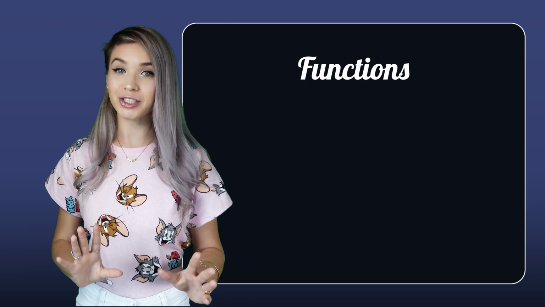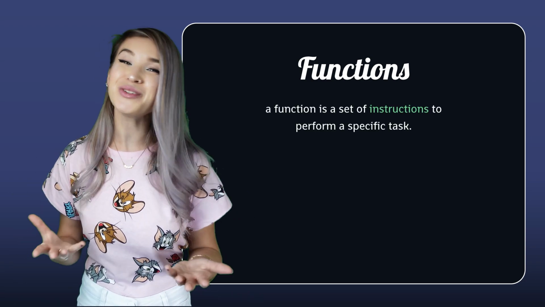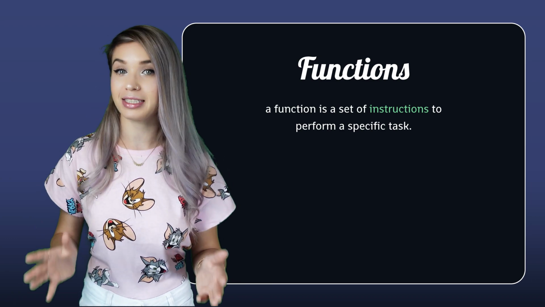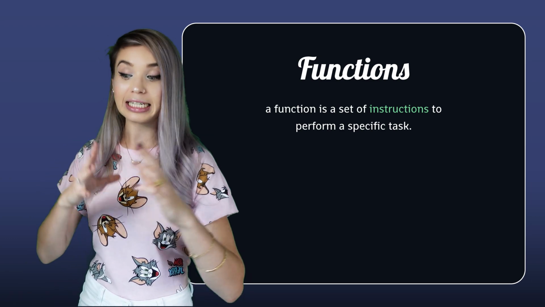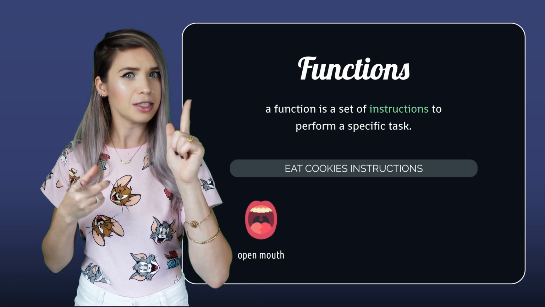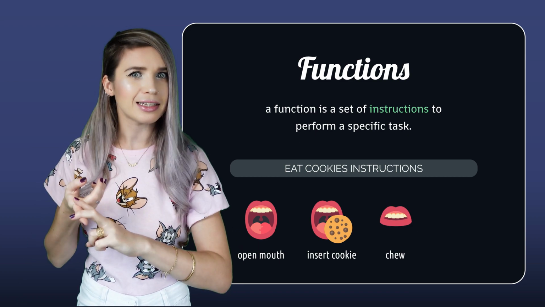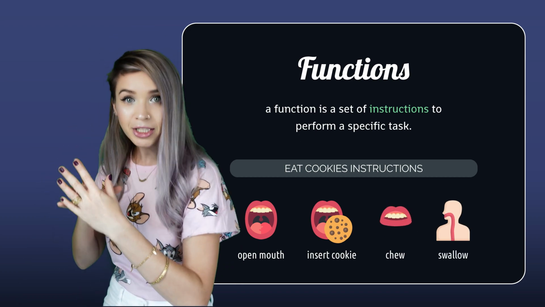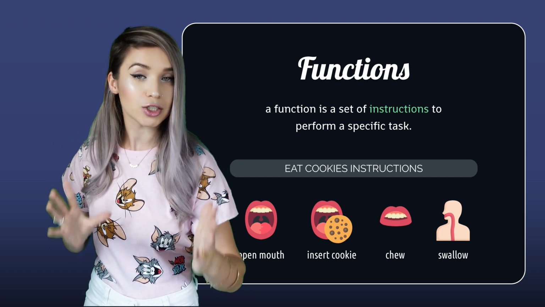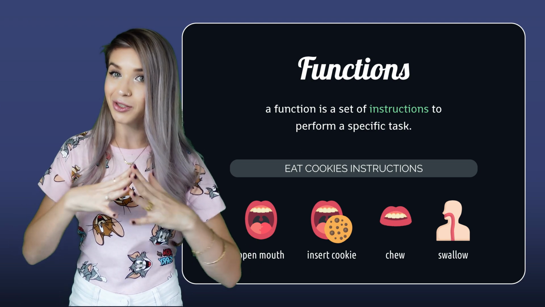So functions, in their most basic definition, are instructions. We use them to perform a specific task. For example, an eat cookies function will include instructions to open mouth, insert a cookie, chew it multiple times, and then lastly, swallow it. And while each of these actions is a task on its own, we still bundle them under the umbrella of eat cookies.